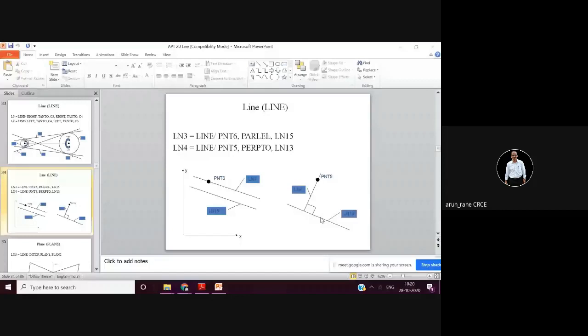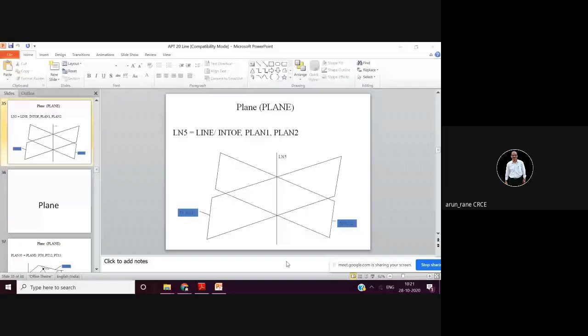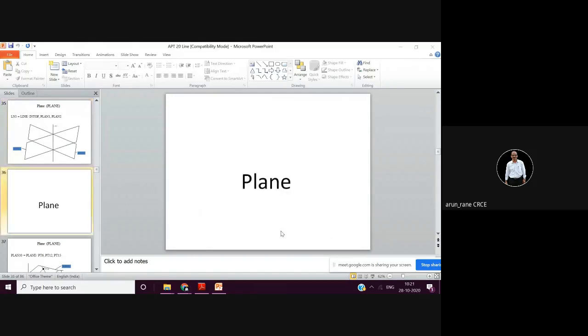Now another one is line 5. It is a line which is passing through the intersection of plane 1 and plane 2. So it is totally constrained. This line is totally constrained. So these were the various ways of defining the line. We have seen how to define the points, we have seen how to define the lines, now we'll see how to define the plane.